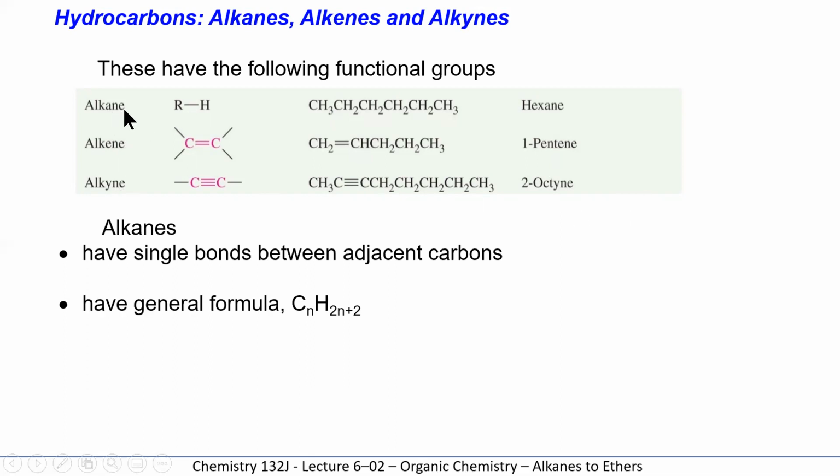In alkanes, the general formula is the number of hydrogens is always double the number of carbons, and you add two hydrogens for the two end carbons, where you get the CH3s. So in this case, hexane would be C6H14, because we double 6, we get 12, and add 2, we get 14.